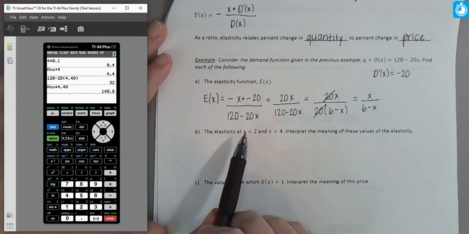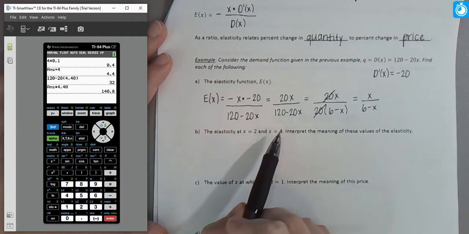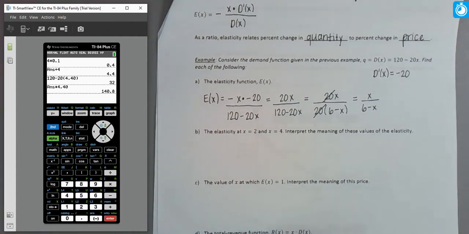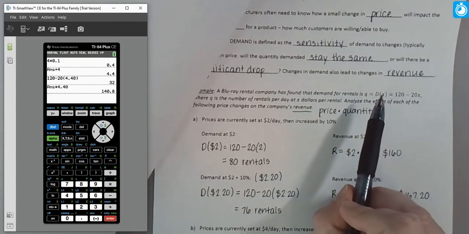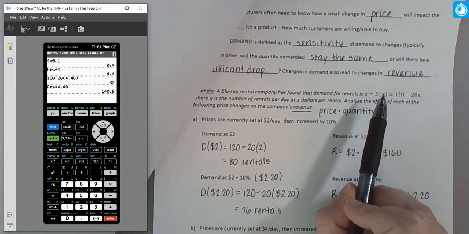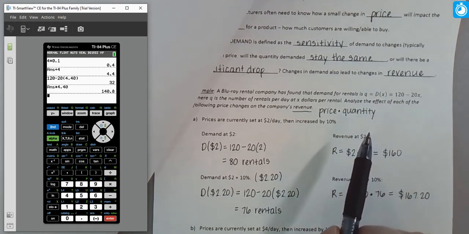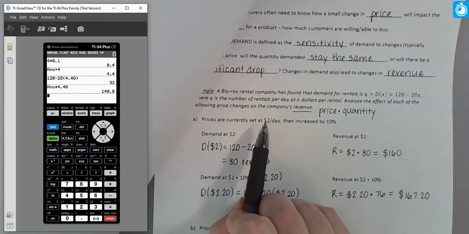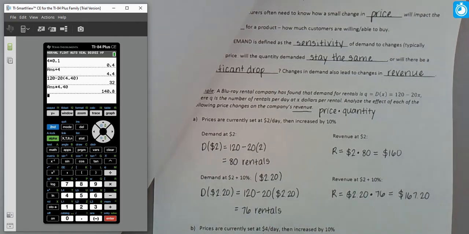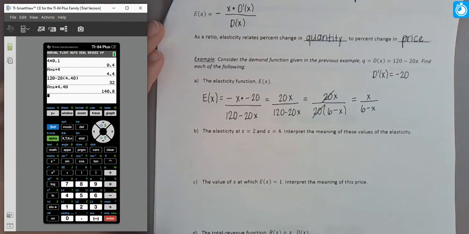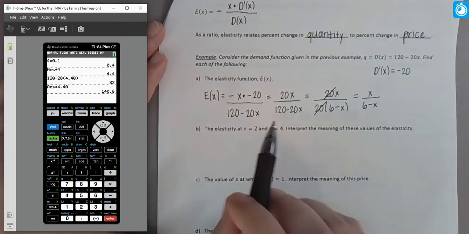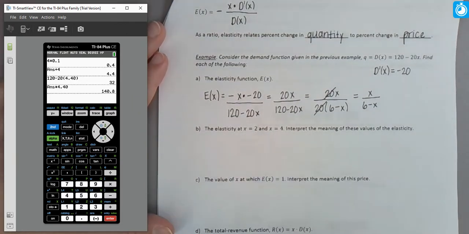So let's find the elasticity at x equals 2 and x equals 4. Well, what do these things actually represent, these inputs? Well, remember our input for demand is price, and therefore our input for elasticity is also price. So 2 means $2 and 4 means $4. So essentially we're analyzing the elasticity of our demand at the two original prices that we looked at on the previous page in the previous example.